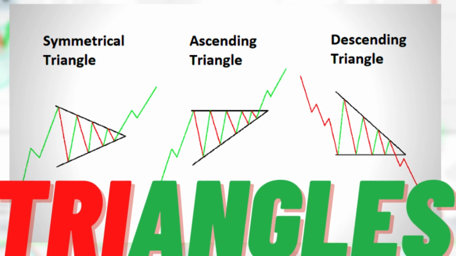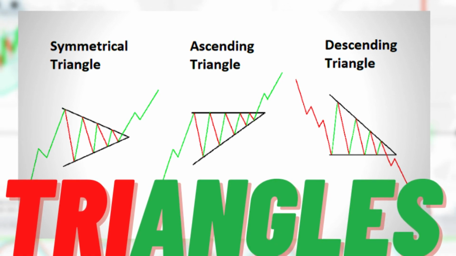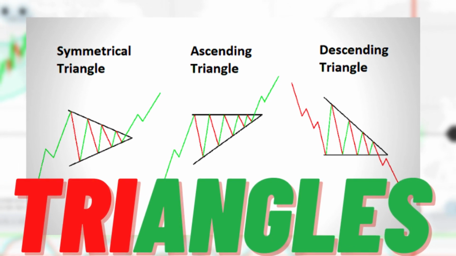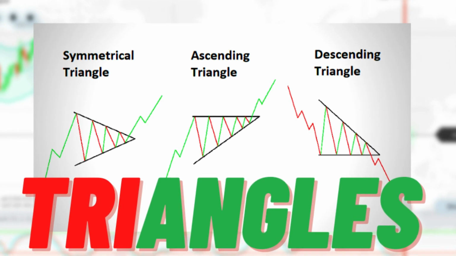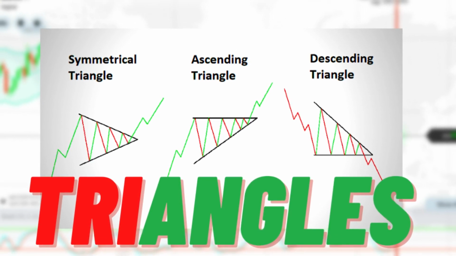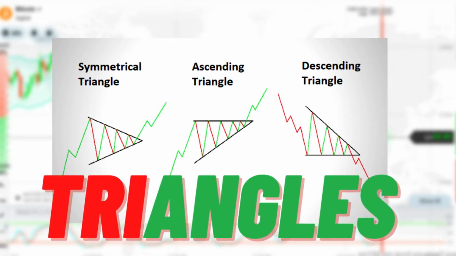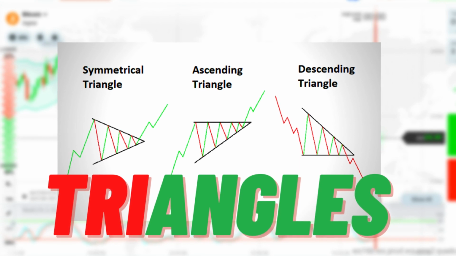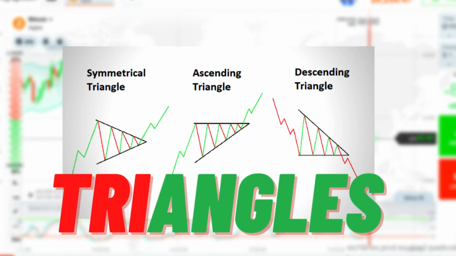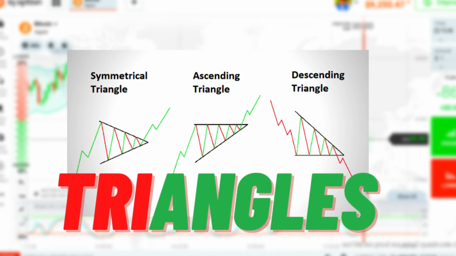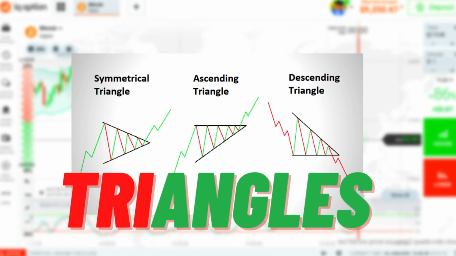Triangle patterns are divided into three categories: the ascending triangles, descending triangles, and then the symmetrical triangles. As I said earlier on, each triangle must have at least two highs and two lows connected by two lines intersecting at the apex. Now let's take a closer look at each of the three triangles.